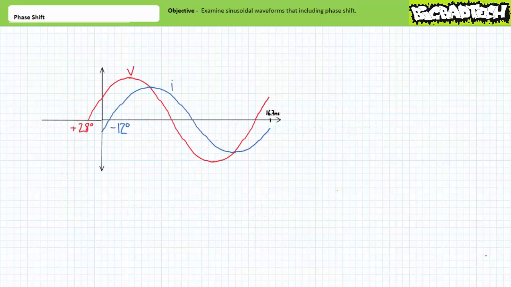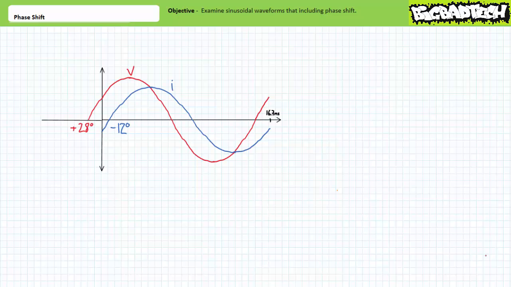Here's another illustrated example problem. This one again making use of two waveforms, both including phase shifts, but without all the gory details. Looks like the plot of V of t in red shows its phase shift at positive 28 degrees, and the plot of I of t in blue shows its phase shift at negative 12 degrees. What's the relationship of current with respect to voltage? Does it lead or does it lag, and by how much?